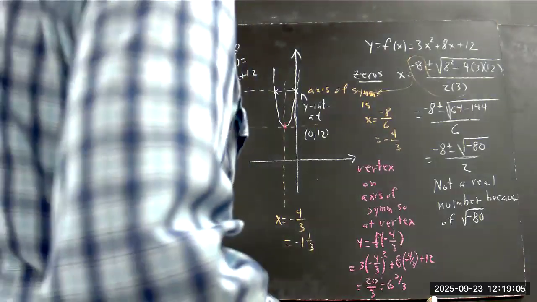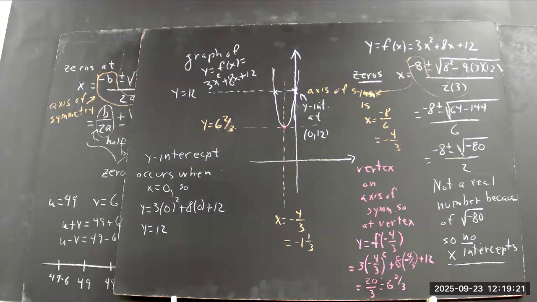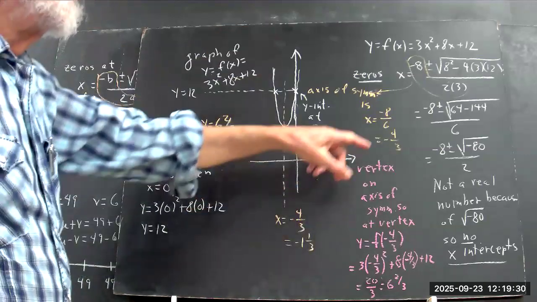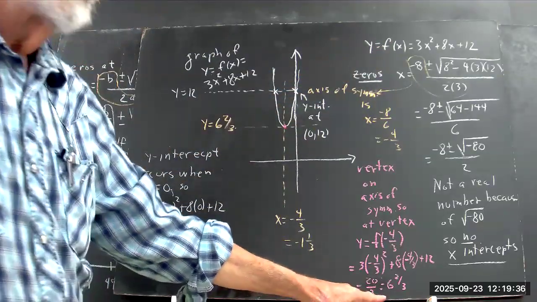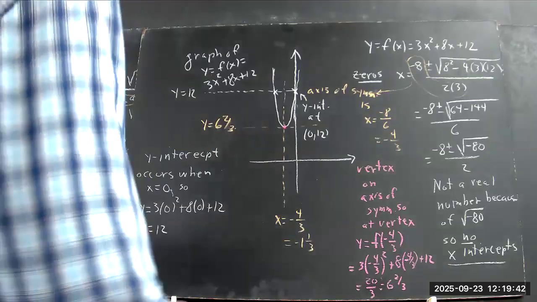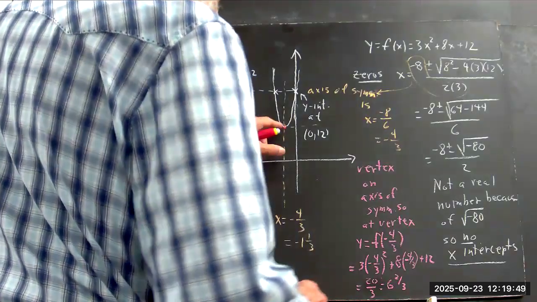Okay. So there are no x-intercepts. Now, I already knew that just by finding the axis of symmetry and starting that picture: plug the x-coordinate of the axis of symmetry into the function, and I get the y-coordinate. So now I can plot the vertex.